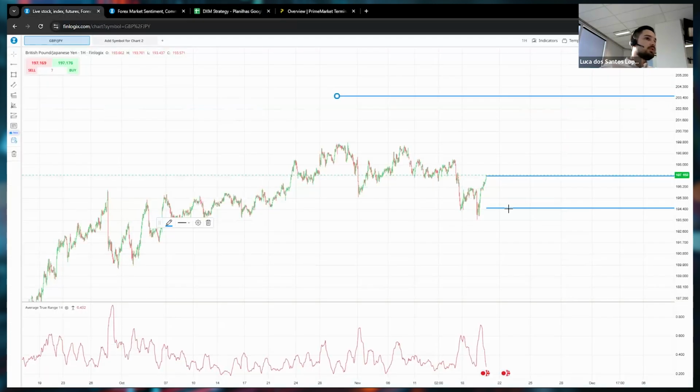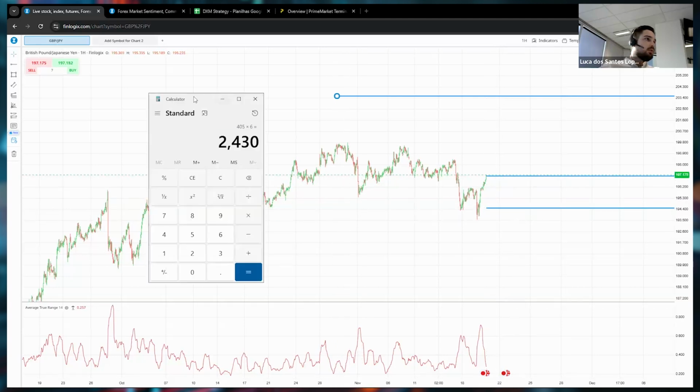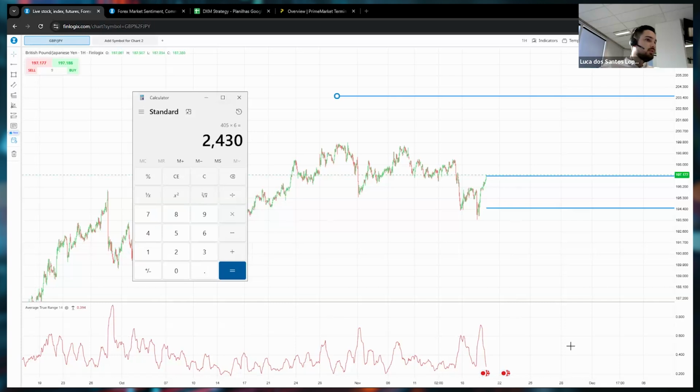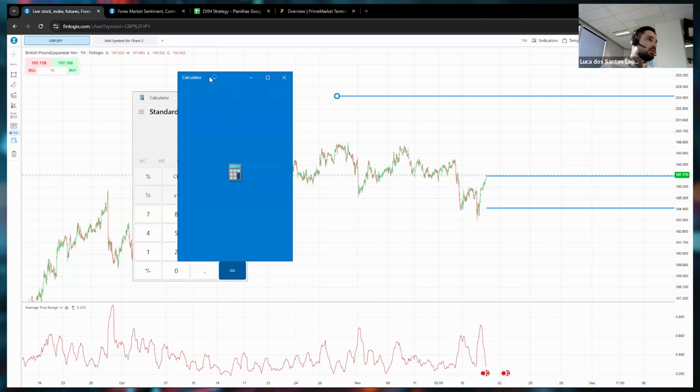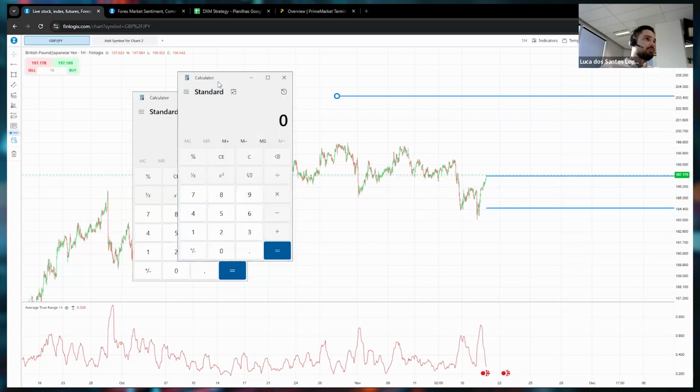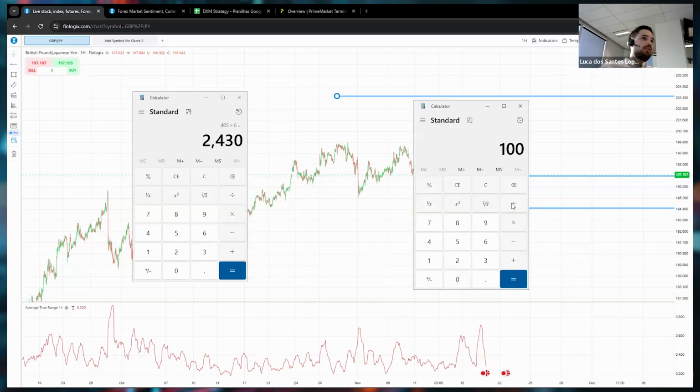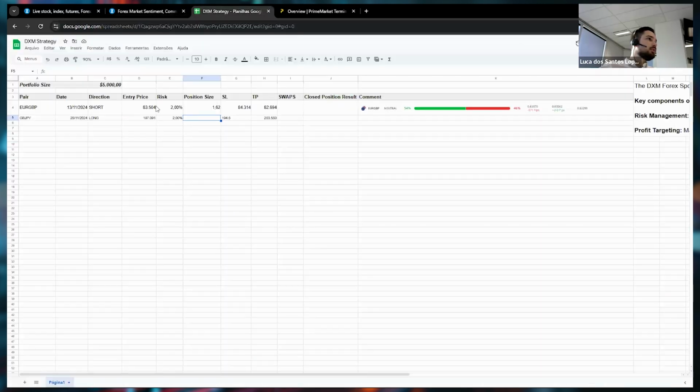So for $100, our stop loss is 240 points. So there you go, that's the stop loss. Why is it not working? I don't know why I have to open on another screen. Sorry. So $100 divided by 2,430 is equal to 0.04 lots. That's how big it's going to be.